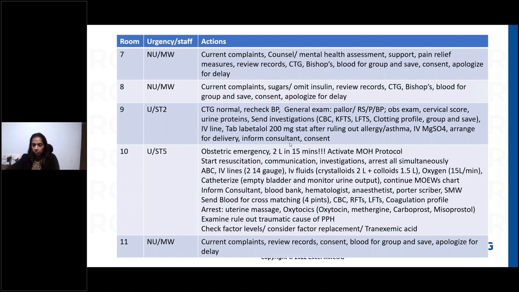So first, what you need to do is the same thing. First, check the CTG. Recheck her BP, check her CTG, do a general examination, check for pallor, RS examination, pulse, blood pressure again. Obstetric examination, cervical score, urine proteins to make sure whether it is preeclampsia or not. Send investigations: complete blood count, renal function test, liver function test, clotting profile, and group and save. This is required for PET. An IV line has to be established.